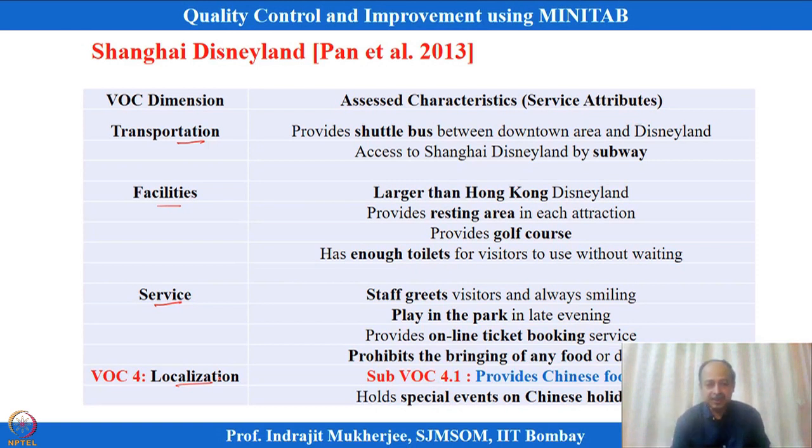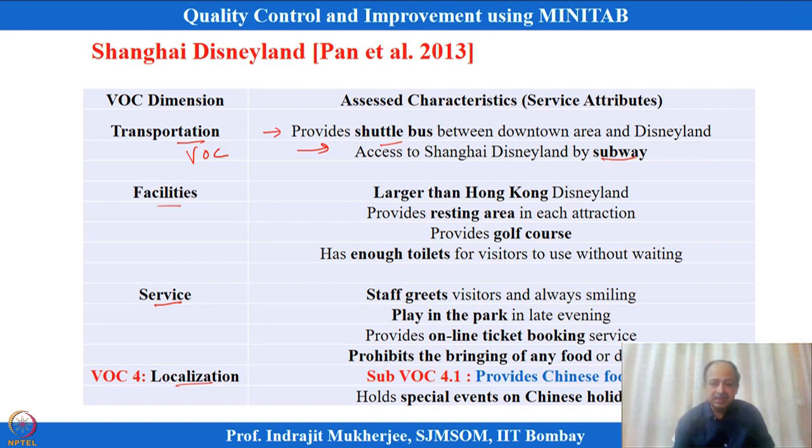Within the voice of the customer, I have provided subcategories over here. I have not taken all from Pan; I have just mentioned some of the categories that they have identified in their work. Related to transportation, the shuttle bus is one of them. They are providing a shuttle bus or not. This is a specific need. Access by subway is another specific need that customers mentioned during the surveys.